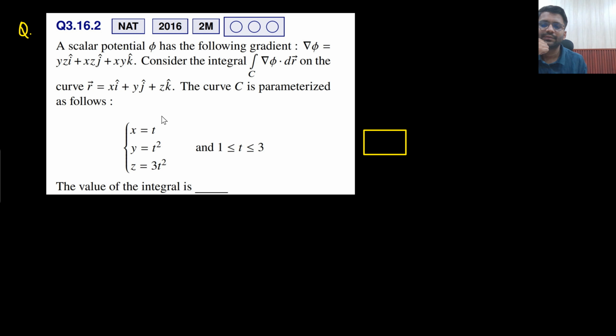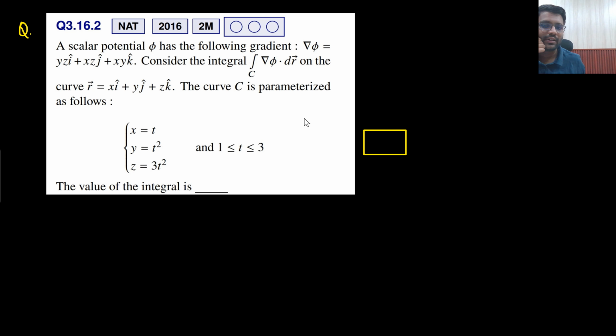Next question. This question we are supposed to solve. A scalar potential phi has the following gradient. The gradient of phi has been given. You need to calculate the integral of gradient of phi dot dr on the curve C, which is parameterized as follows.